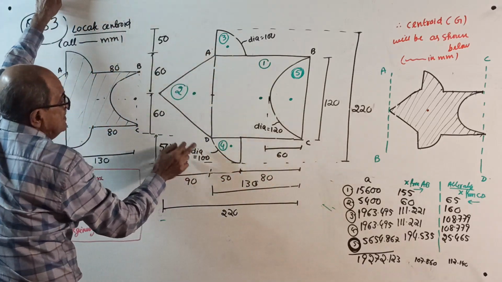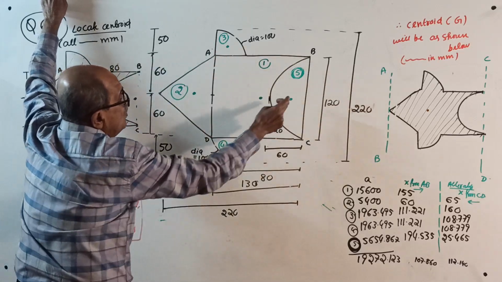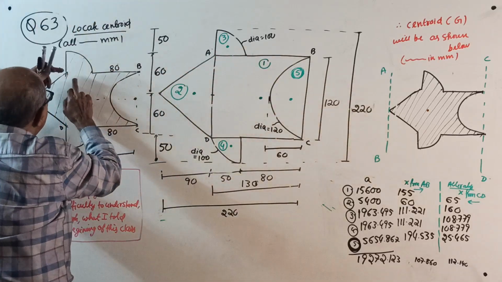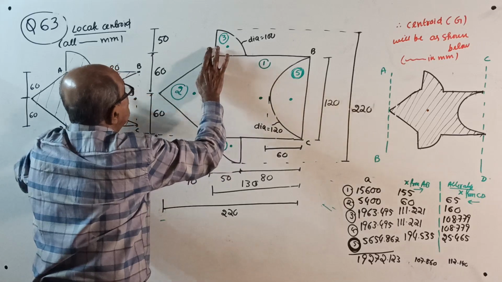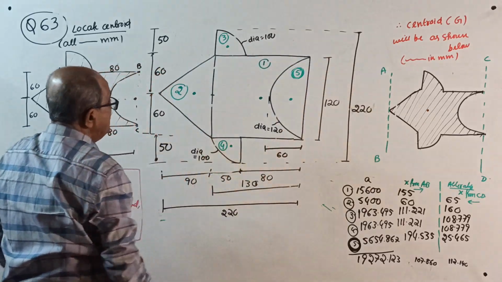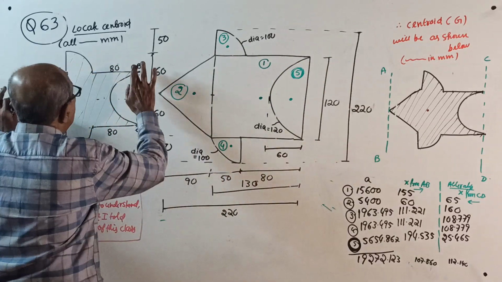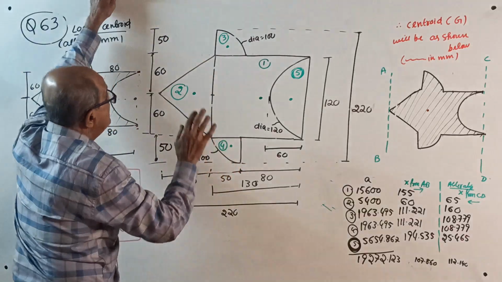Then 1 rectangle, 2, 3, 4, 5. So actually ABCD is 1, and 5 is removed. Now remove that ABCD, because later some other ABCD is coming. Okay, this is the figure. Now start.